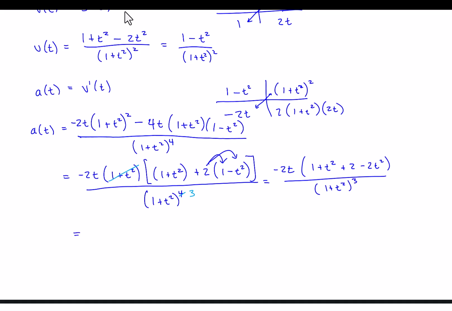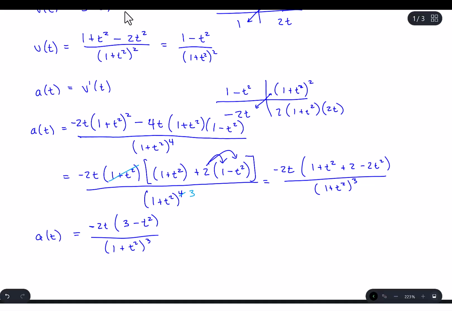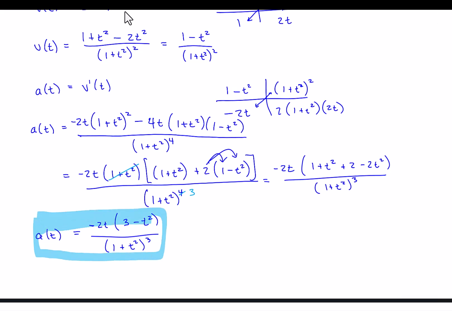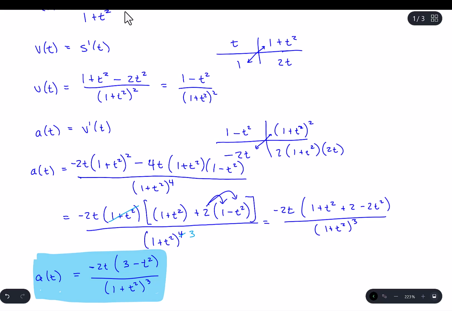I think I have just one more step in simplification. 1 and 2 will combine to 3. T squared and minus 2t squared would be negative t squared all over 1 plus t squared to the third. Okay, so to wrap up, I've now got my derivatives. So here's my acceleration function. Let me just kind of highlight that. And up above, I have my velocity function. So that's this one right here.